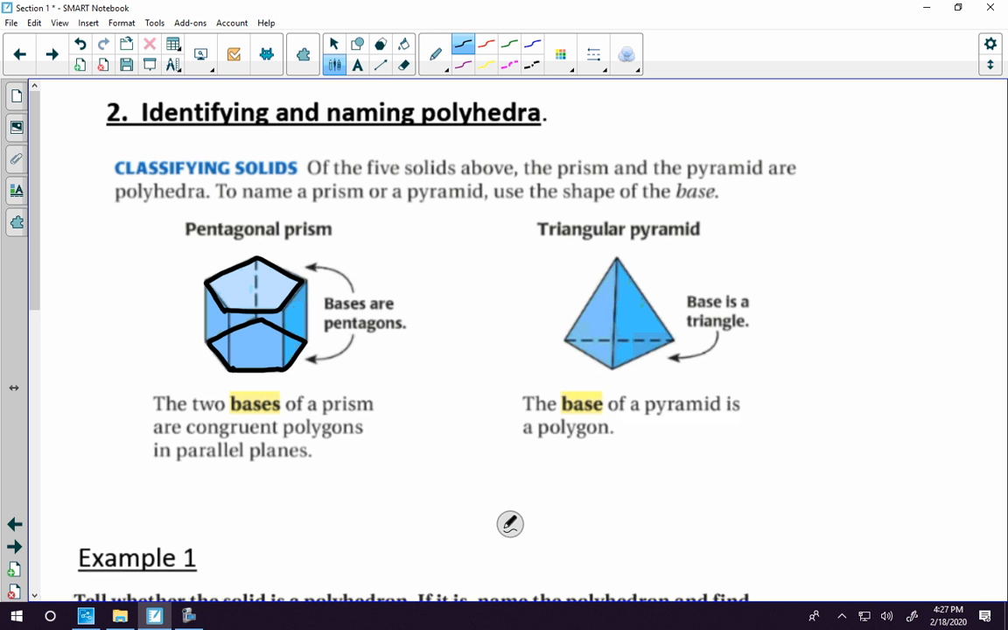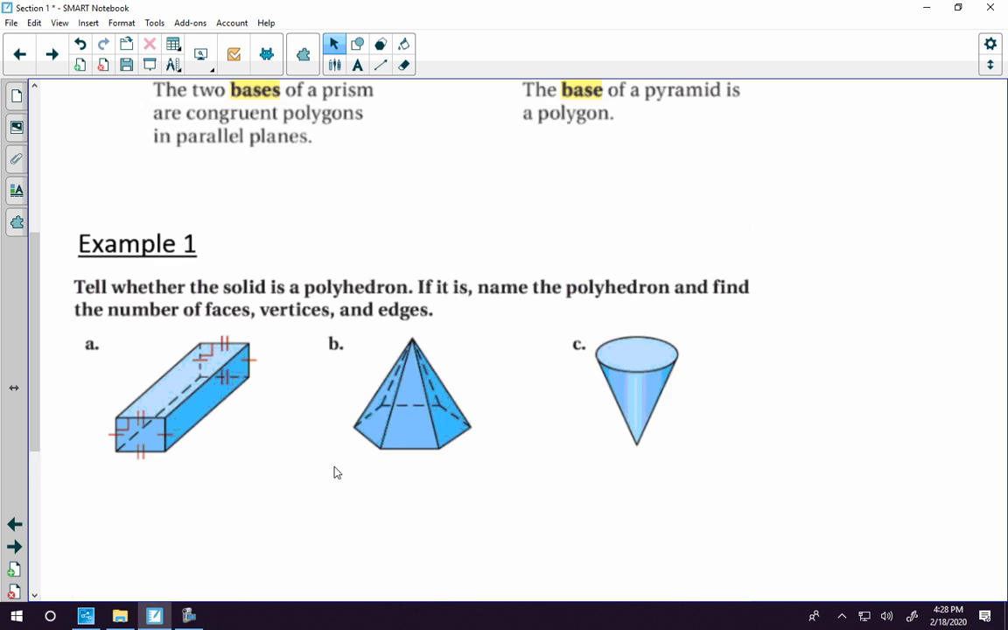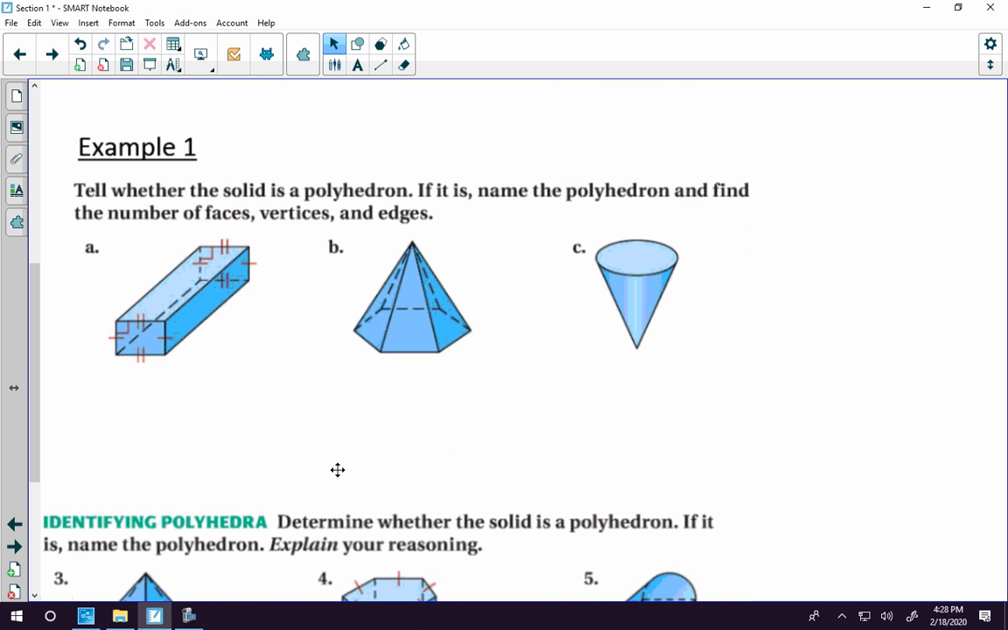Over here to the right, we have a pyramid. Pyramids only have one base, and the base of this pyramid is a triangle, so we would call this a triangular pyramid. On the left, it's called the pentagonal prism because the two congruent bases are pentagons. Okay. Example 1: tell whether the solid is a polyhedron. If it is, name the polyhedron and find the number of faces, vertices, and edges.